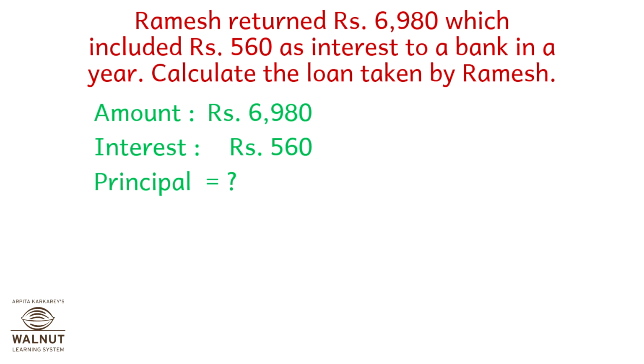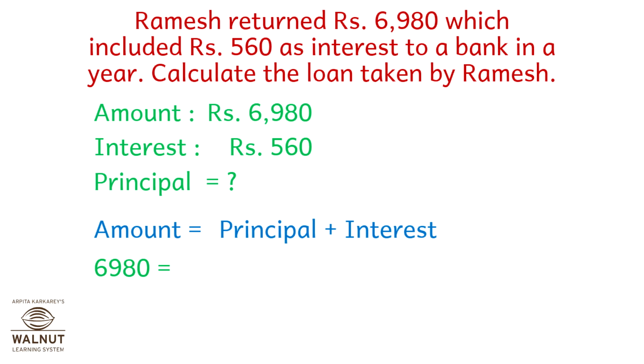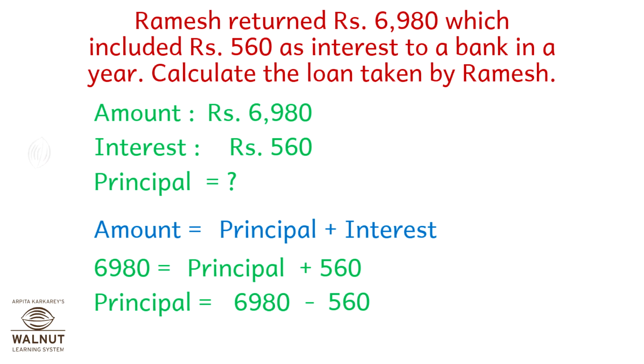And what is the formula for principal? Amount is equal to principal plus interest. So we know 6,980 is equal to principal plus 560. Therefore, principal is equal to 6,980 minus 560, which is equal to 6,420. Therefore, the loan taken by Ramesh is 6,420. Apples or oranges? None. Rupees. So, the loan taken by Ramesh was rupees 6,420.